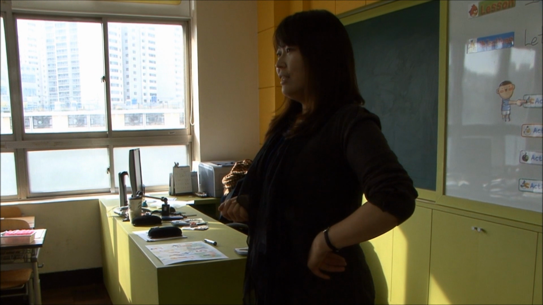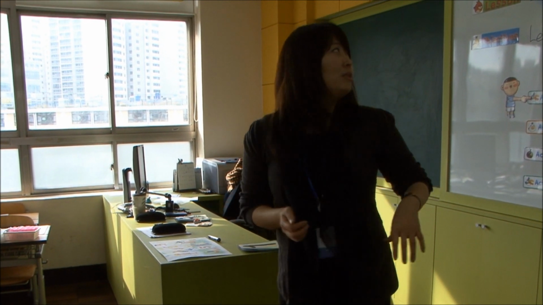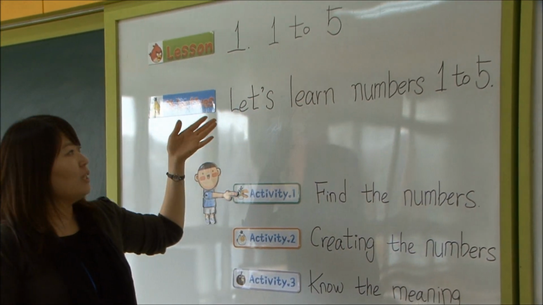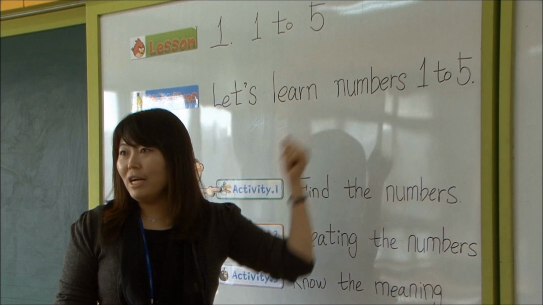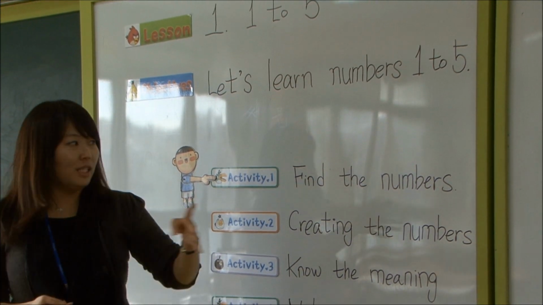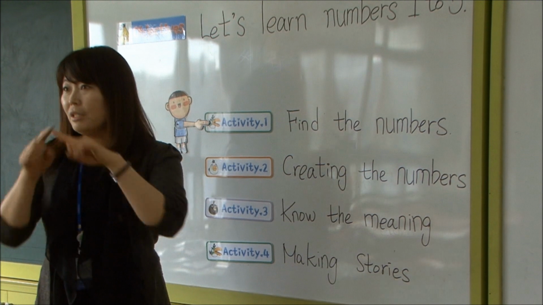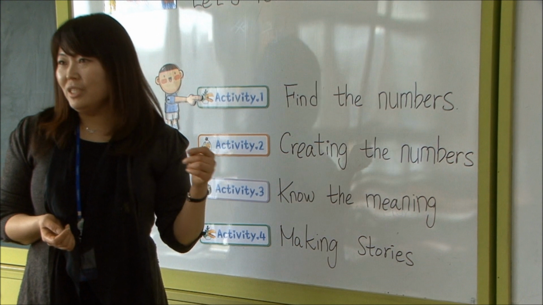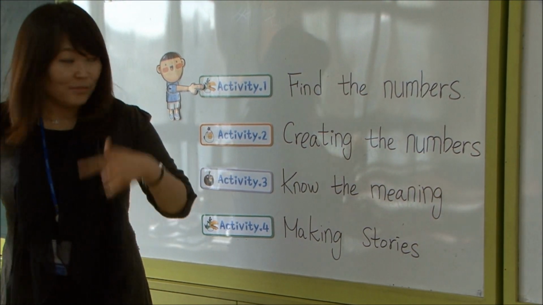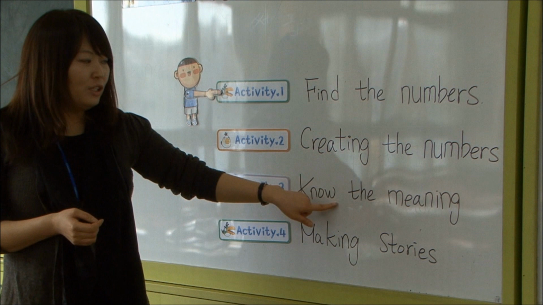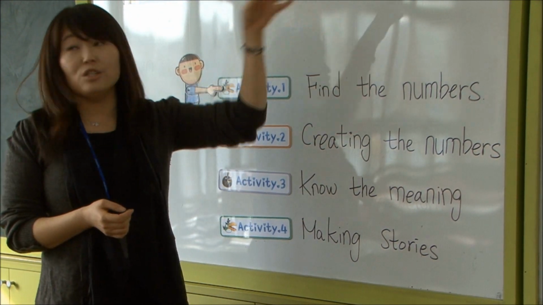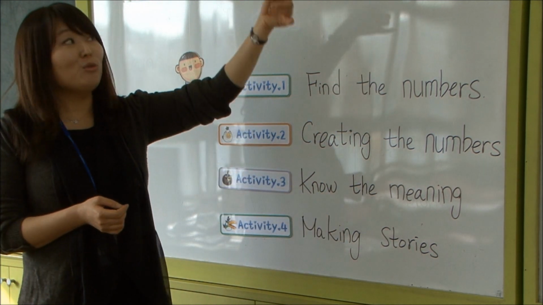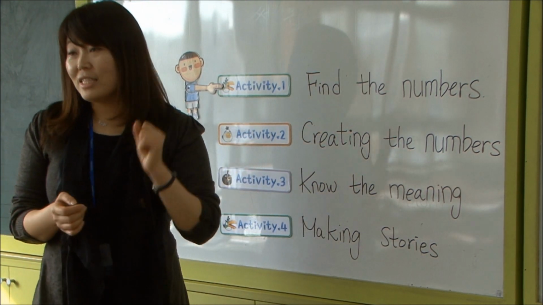Hello everyone. Hello teacher. Okay, today we will study about the numbers from 1 to 5. So today we will learn numbers from 1 to 5. We will have 4 activities. First, we will find the numbers from a picture. And second, we will create the numbers with your bodies. And third, we will know the meaning of numbers from 1 to 5. Then we will make stories about 1 to 5. Okay? Then let's get started.